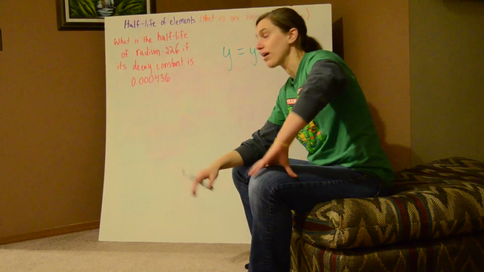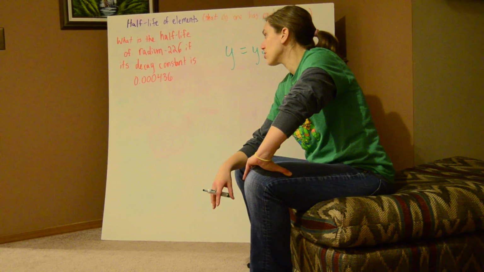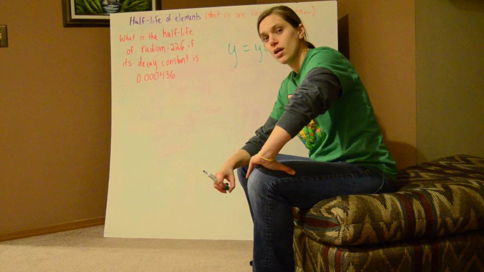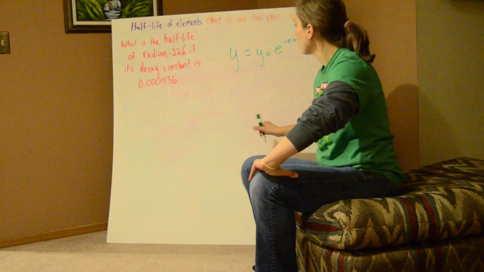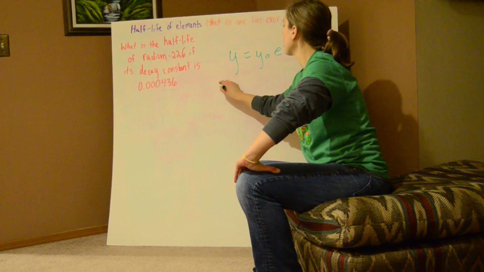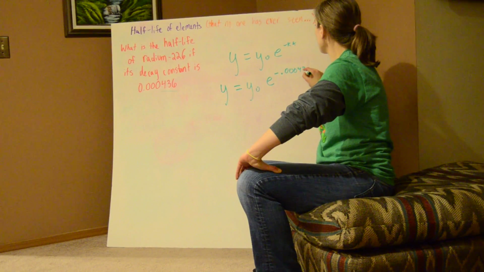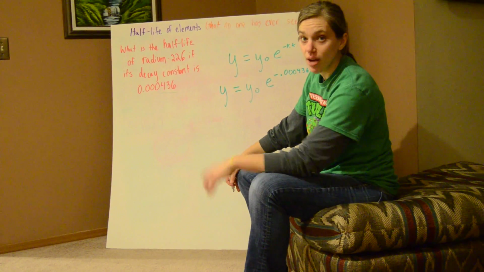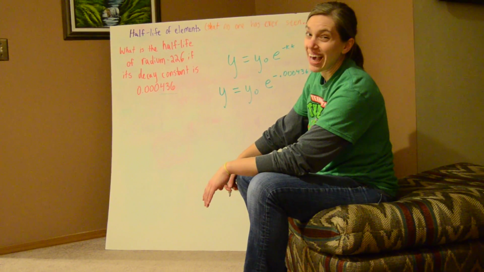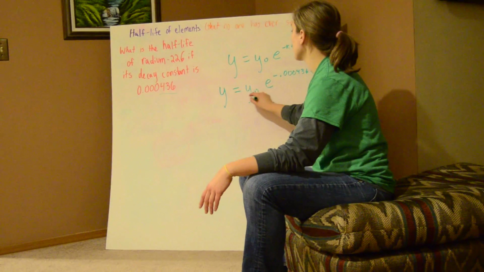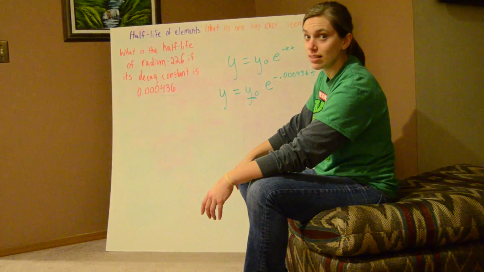So the question that we're going to be answering right now is, what is the half-life of radium-226 if its decay constant is 0.000436? Now you may be sitting here thinking, we only have one number. This is true. We have the decay constant. So if I plug that in, I've got y equals y naught e to the negative 0.000436 t. But we actually do have the rest here, because we know we are looking for the half-life. So we take the amount that's already there, and we just want to know what is half of that going to be. We want to know basically the time that it's going to take for this thing to cut itself in half.